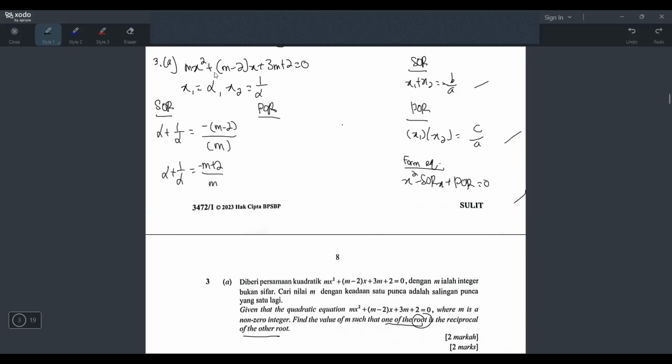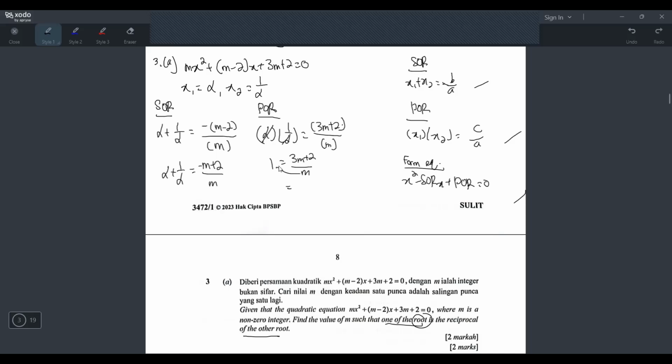So what is the POR? POR formula, x1 times x2 equals c over a. So it will be alpha times 1 over alpha equals to c over a. What is the c? What is the a? The c is 3m plus 2. And then over a, which is m, right? Okay, what is alpha times 1 over alpha? You can cancel, left with 1 equals to 3m plus 2 over m.